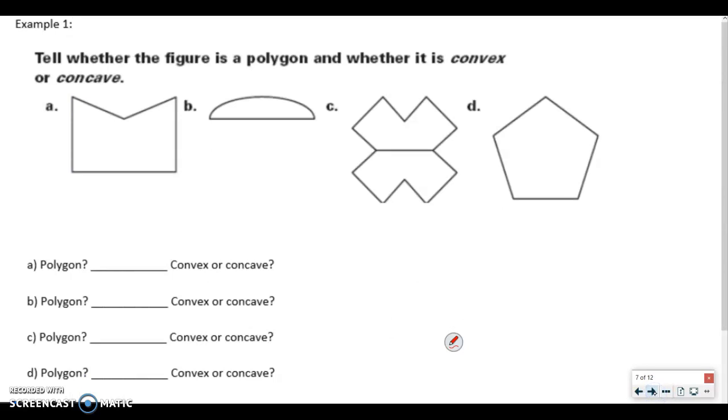All right, so some examples. We want to tell whether the figure is a polygon and whether it is convex or concave. So the first one, letter A, is it a polygon? Think about that for a moment.